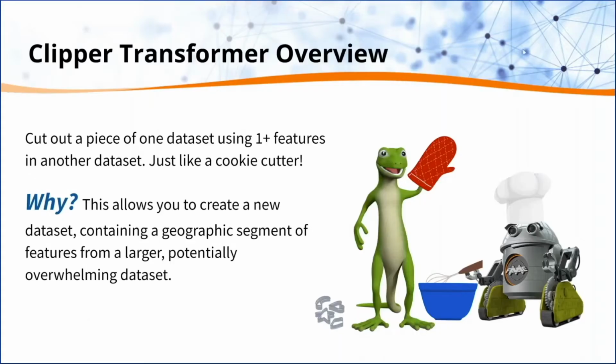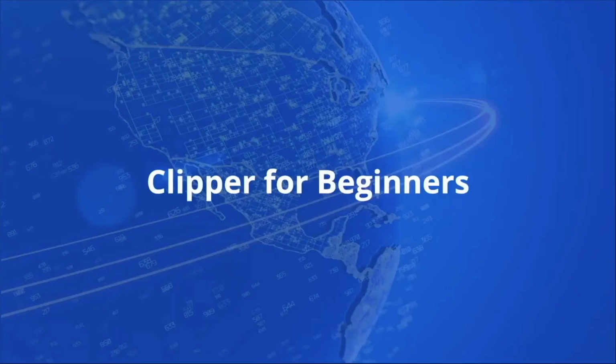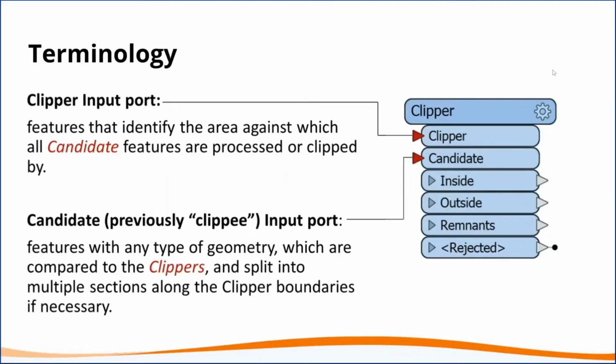So the Clipper transformer overview, we like to use the cookie cutter analogy, where the data is the dough and the Clipper is the cookie cutter itself. So in case you're new to the FME Clipper transformer, we're going to start off by defining some terms. So the Clipper input port.